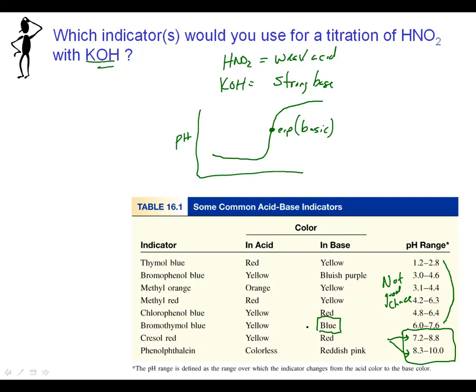Again, the take-home message is these work over a pH range. They do change color depending on if it's acidic or basic within that range. And we would want one that changes color near the equivalence point; that would be the proper way to choose. Any questions on that? Okay, that actually does conclude, I believe, this chapter in terms of lectures.